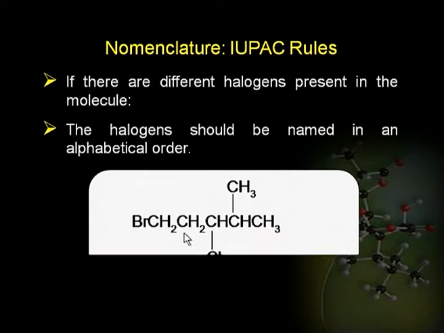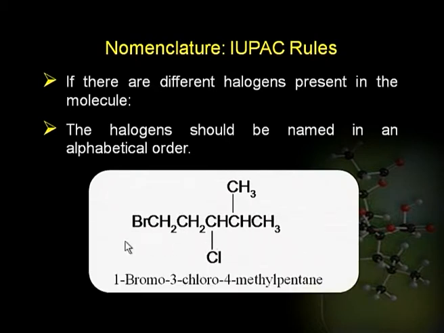What happens if there are different halogens present in the molecule? What do we do about the preferences? We cannot make any preferences, but the halogens should be named in an alphabetical order. So, we have bromo and chloro here along with of course methyl as one of the substituents. Since bromo will get the priority alphabetically, therefore, we will name it like 1-bromo-3-chloro-4-methyl pentane and not 3-chloro-1-bromo-4-methyl pentane. That will become a wrong nomenclature.